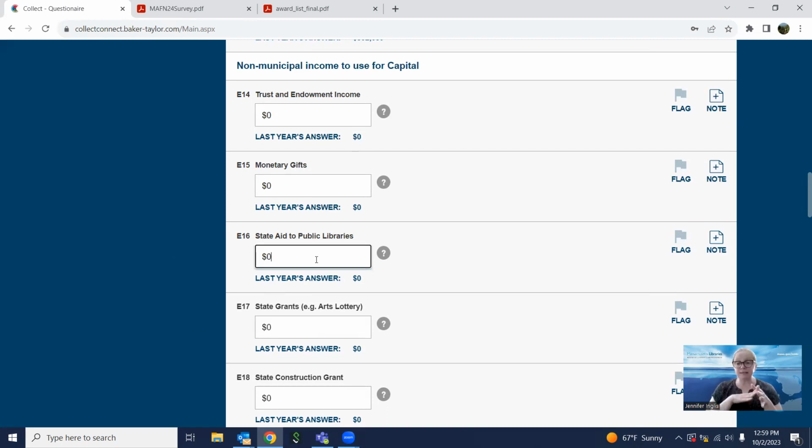You can accumulate state aid money. You don't need to spend it. And again, it's not a balance sheet. So if you got $32,000 this year, we don't expect to see a breakdown of how you spent that, because you might be saving it. You might have a one-time expense. There are lots of different ways to use state aid money, and it doesn't have to be all in the same year.